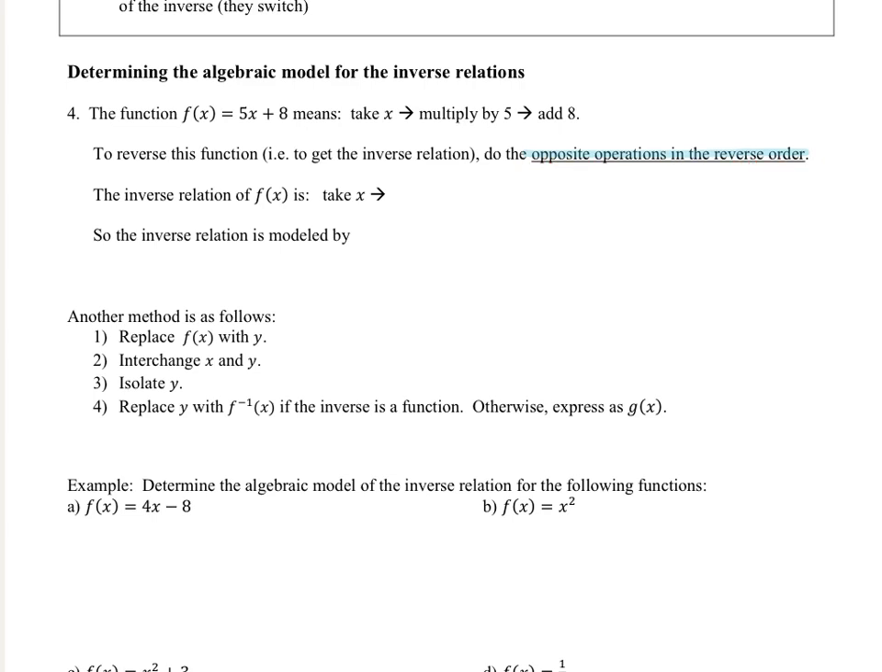If we want to get the inverse, which means to do opposite operations in backwards order, then instead of multiplying x by 5 and then adding 8, we have to do opposite operations in backwards order. So the first thing we're going to do is take that x and subtract 8.